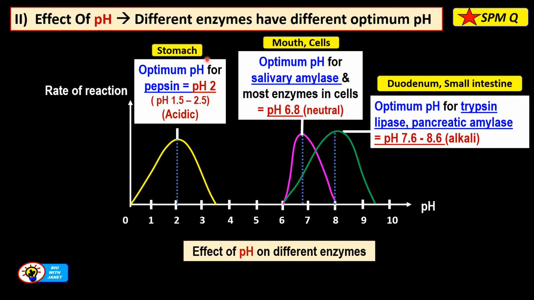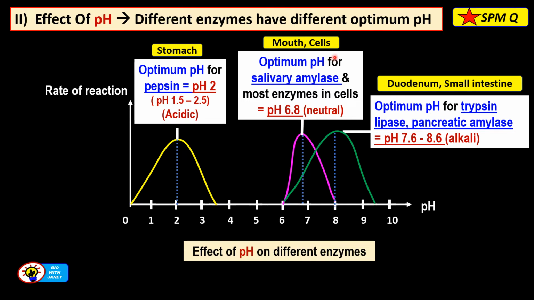All right. For example, in the digestive tract, the stomach, the optimum pH for the enzymes there, such as pepsin and rennin, is pH 2 because the stomach is in an acidic condition due to the hydrochloric acid. Or the range is pH 1.5 to 2.5 for pepsin and rennin.